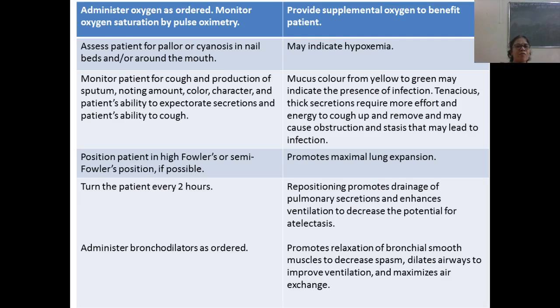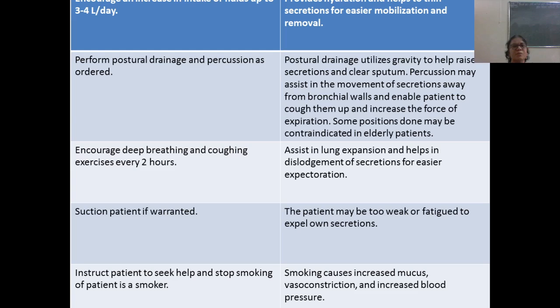Position patient in high Fowler's or semi-Fowler's position if possible. Promotes maximal lung expansion. Turn the patient every 2 hours, which may help in promoting drainage of pulmonary secretions and enhancing ventilation to decrease the potential for atelectasis, and administer bronchodilators as ordered to promote relaxation of bronchial smooth muscles to decrease spasm, dilate airways to improve ventilation and maximize air exchange.